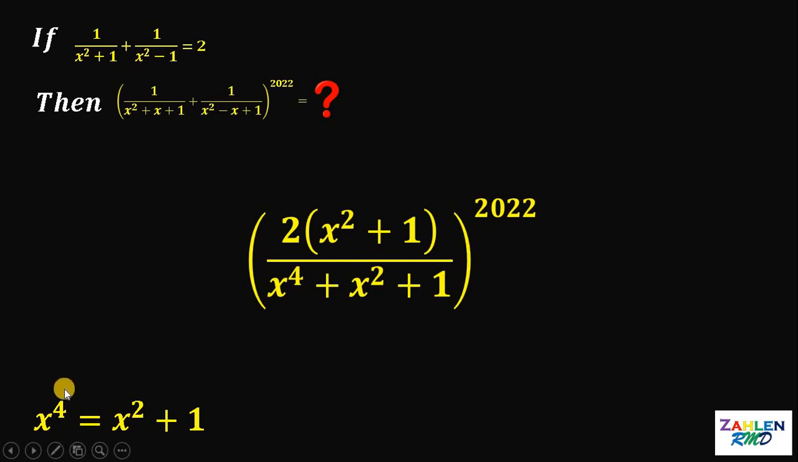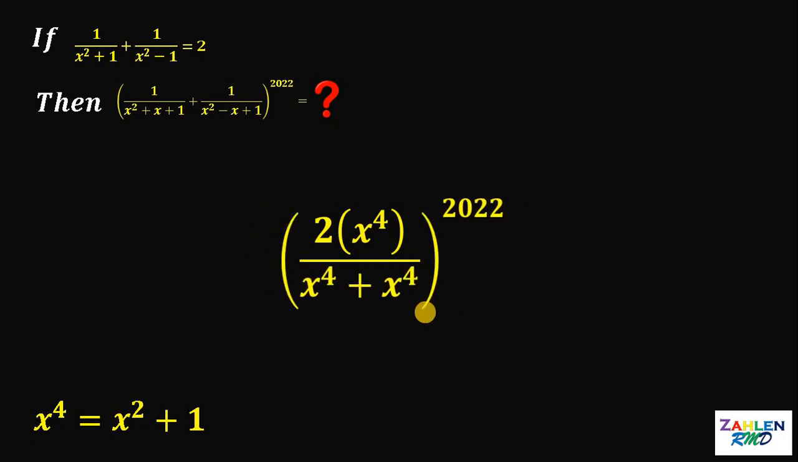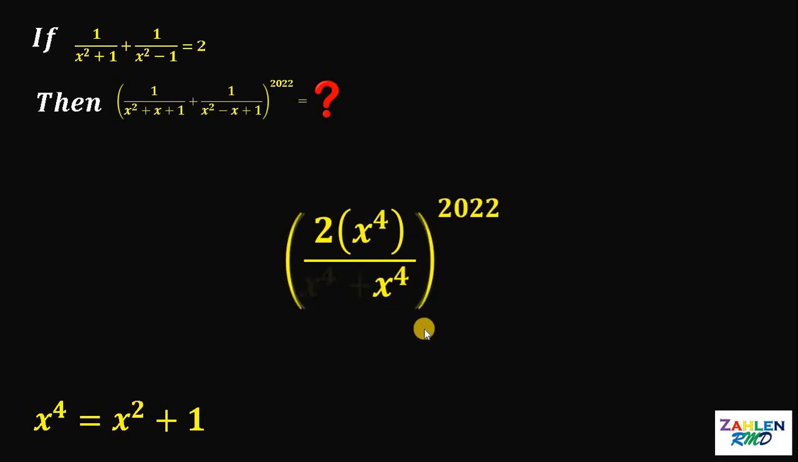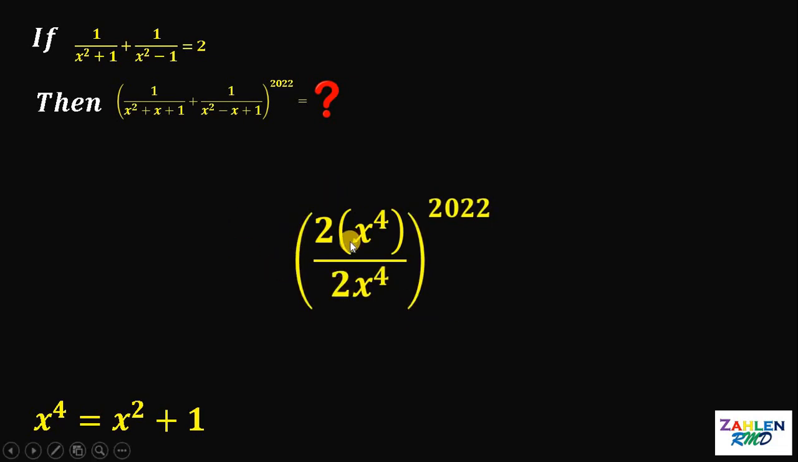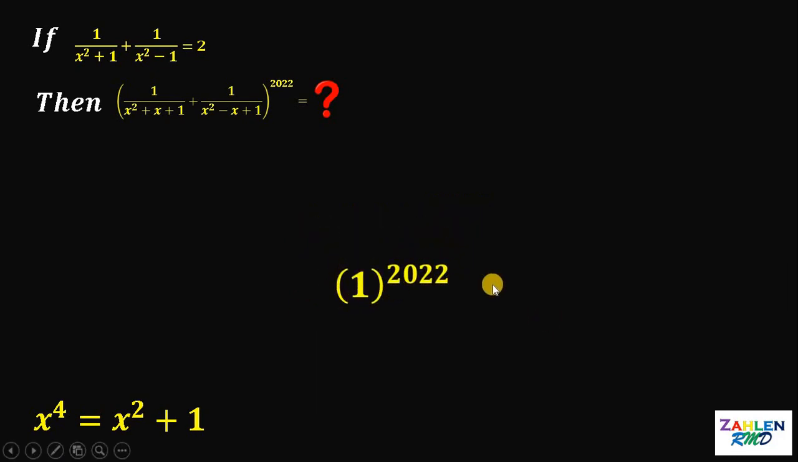Now here comes x⁴ = x² + 1 into play. Notice that we have here x² + 1, so this is the same thing as x⁴. On the denominator, we also have x² + 1, so this is also the same thing as x⁴. Now, x⁴ plus x⁴ gives us 2x⁴. Now, 2x⁴ over 2x⁴ gives us 1. Therefore, 1 raised to 2022 gives us 1.